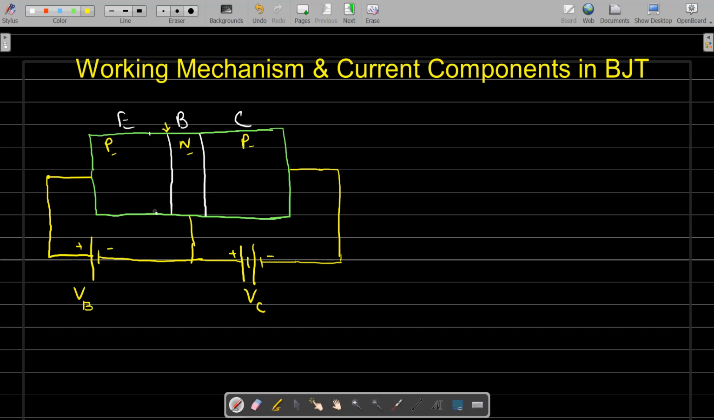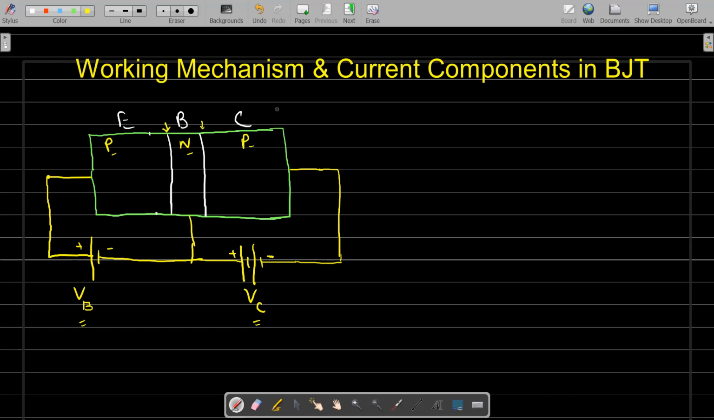Now, in this PNP transistor, the emitter is connected to some positive voltage and the base is connected to some negative voltage. Just check this voltage source, VB. This voltage source makes the base-emitter junction forward biased. Similarly, by connecting a DC voltage source between base and collector, check the collector is P-type where we are applying a negative voltage with respect to base. By applying a voltage VC, this base-collector junction is made reverse biased. That means now the BJT is in the active region.